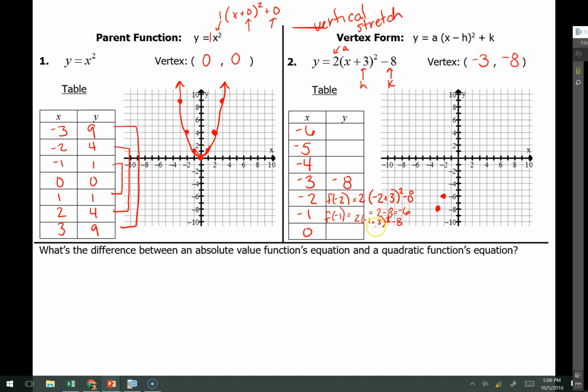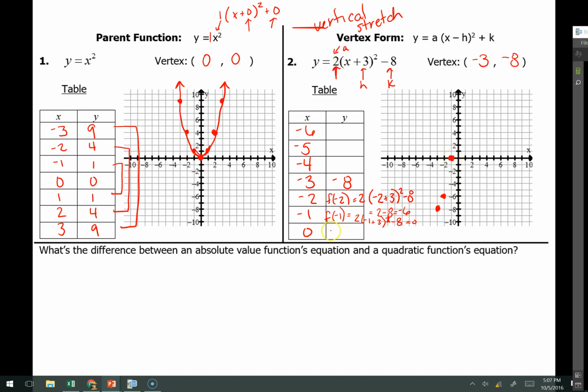-1 plus 3 is 2, 2 squared is 4, 2 times 4 is 8, and then 8 minus 8 is 0. So at -1, we're going to be all the way up here at 0. Going from our vertex, we went over to the right 2 units, and then up 1, 2, 3, 4, 5, 6, 7, 8, because 2 squared is 4, and 4 times the a value, 2, is 8.